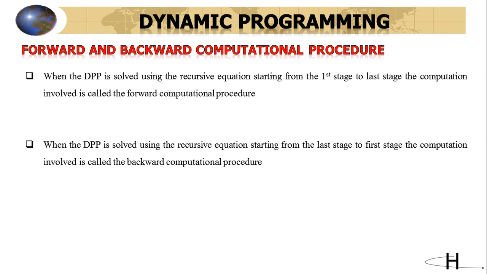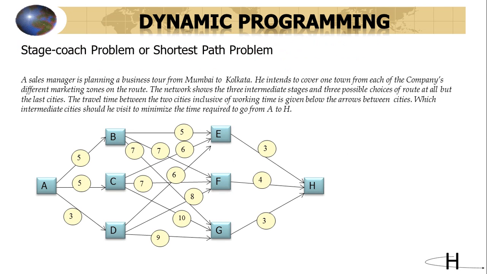Now let's take one example and understand how dynamic programming problems are solved using forward or backward computational procedure. Now this is the problem of shortest path, also called the stagecoach problem. The problem is: a sales manager is planning a business tour from Mumbai to Kolkata.